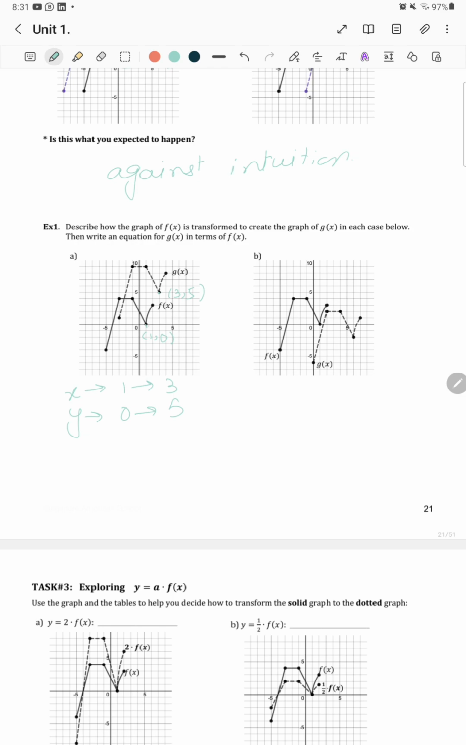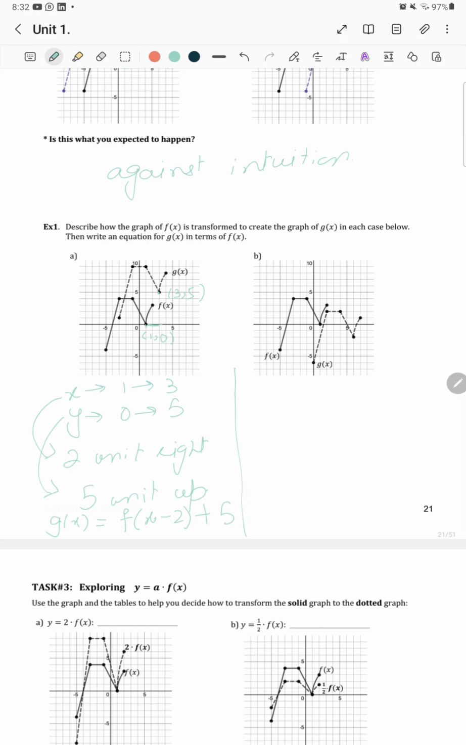So for the x-axis it moves 2 units right, and for the y-axis it moves 5 units up. So the equation would be g of x is equal to f of x moved 2 units right. If it's right we need to subtract, so f of x minus 2, and 5 units up, plus 5.